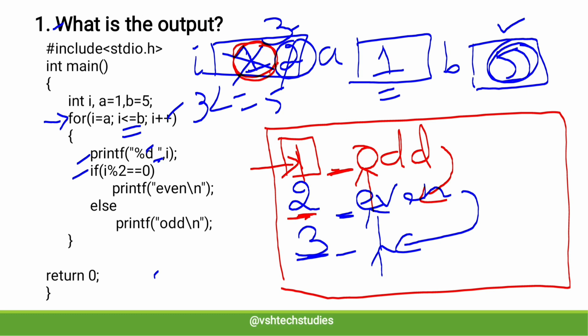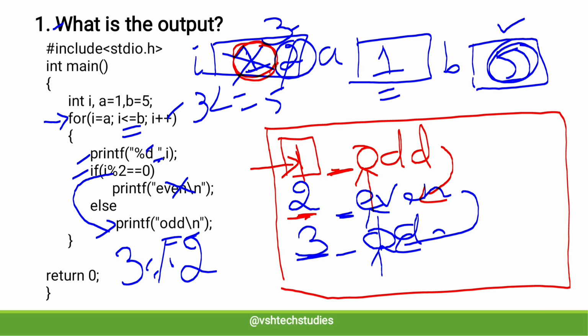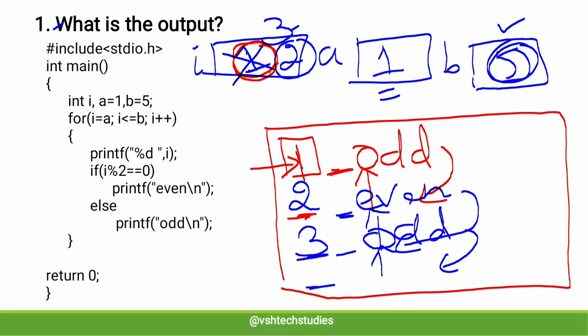Next, the if statement. I mod 2, I is 3. 3 mod 2, is it equal to 0? No, 3 mod 2 is 1. So the true block will not be executed because the condition is false. It goes to the false block. There, printf odd. So odd should be printed and leave the line. So control was here, odd is printed and leave the line means it goes and stands in the next line in the first position. Next, control comes back to the for loop.